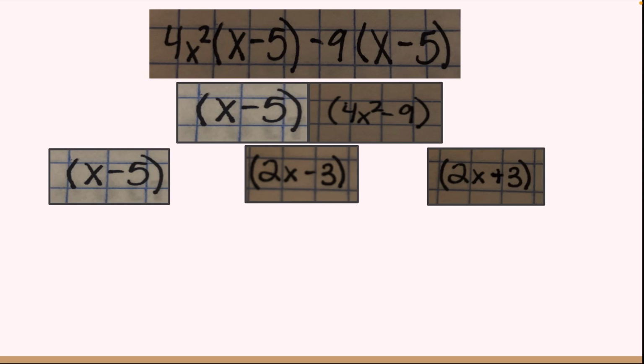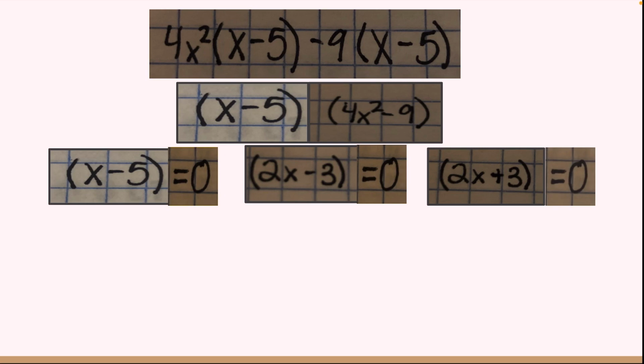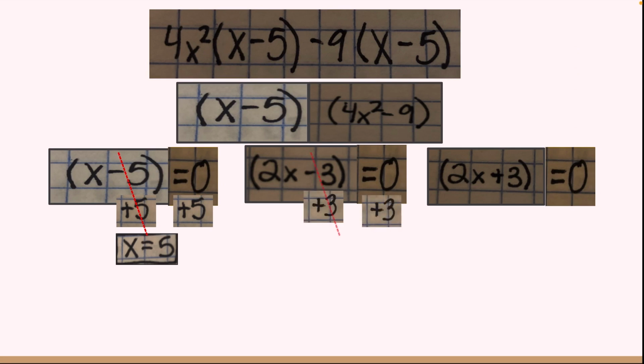Now after this, we just set all these to 0 in order to get our roots. And so now we just solve. So negative 5, we add 5 to both sides. Those cancel. We are left with x equals 5. Now for the next one, we add 3 to both sides. They cancel. We are left with 2x equals 3. Now we divide 2 on both sides. Those cancel, and we are left with x equals 3 over 2.